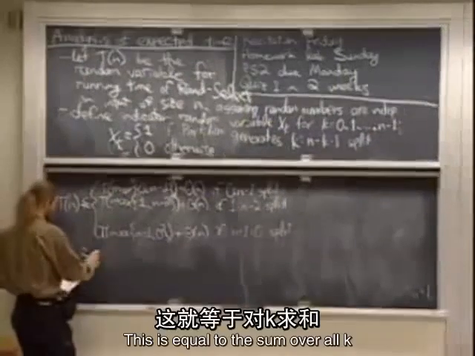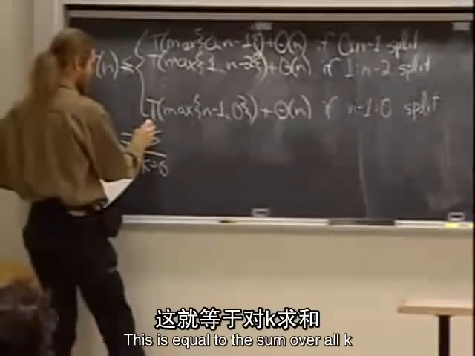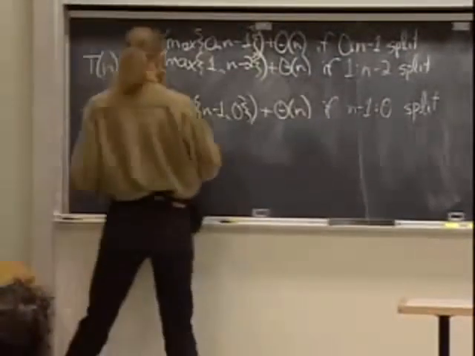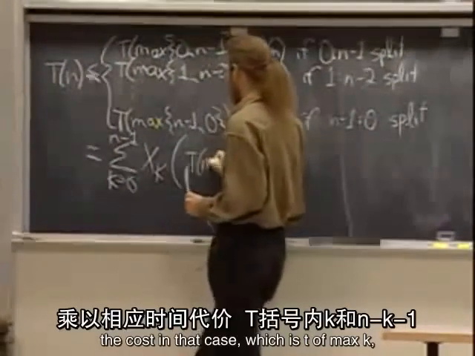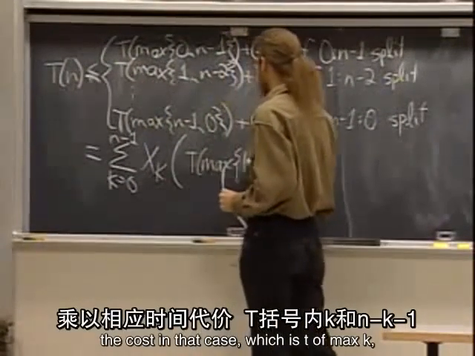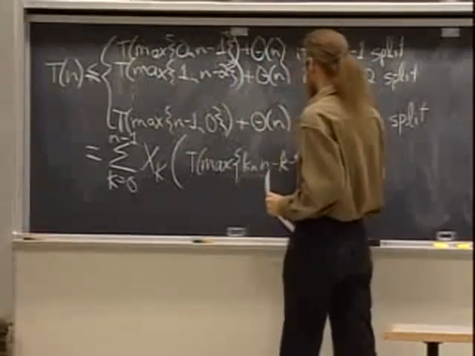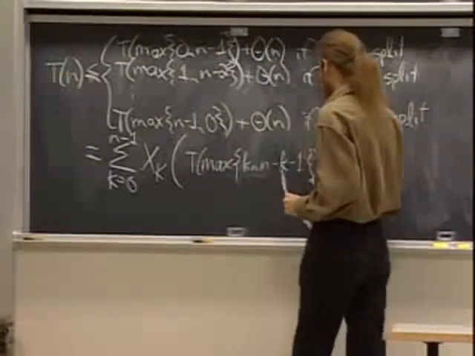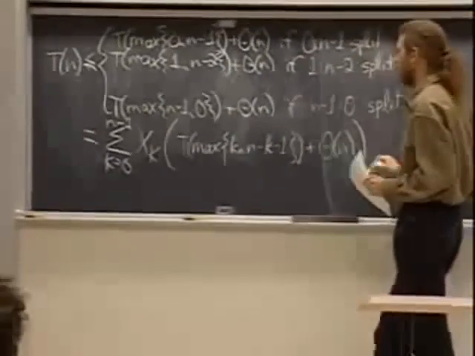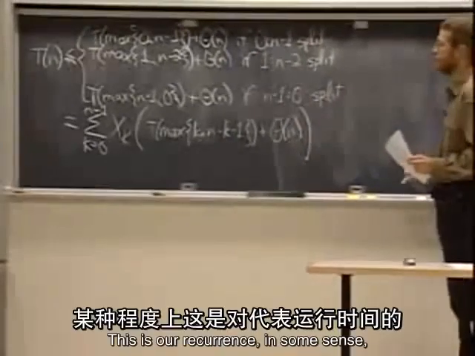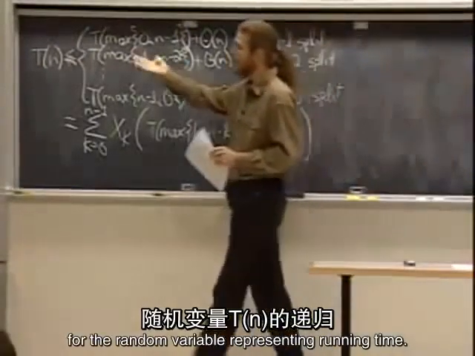So this is equal to the sum over all k of the indicator random variable times the cost in that case, which is T of max k, and the other side, which is n minus k minus 1, plus theta n. Okay, so this is our recurrence in some sense for the random variable representing running time.